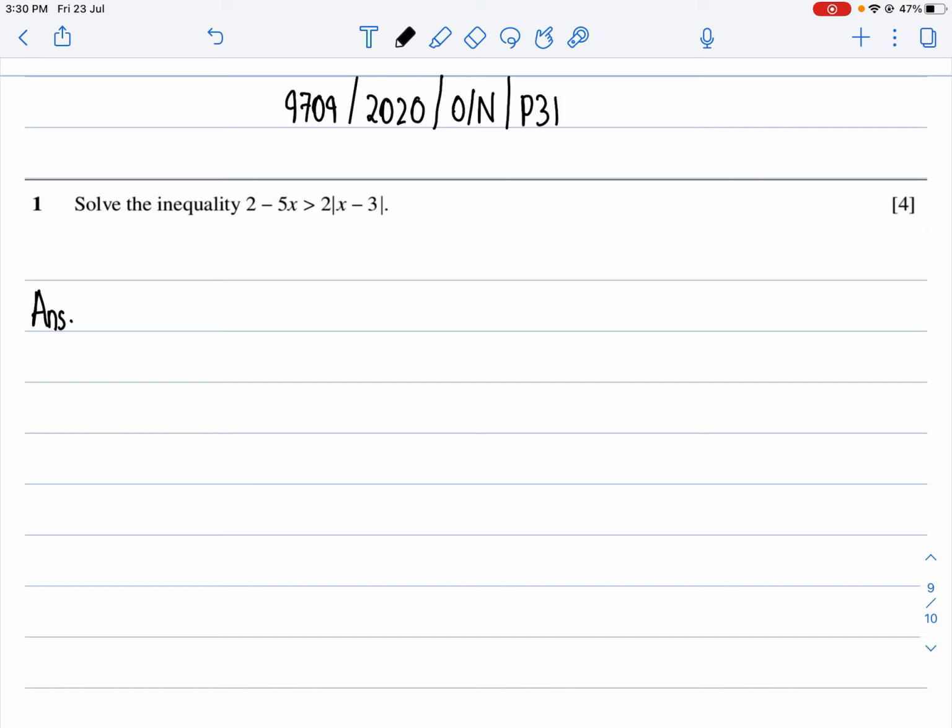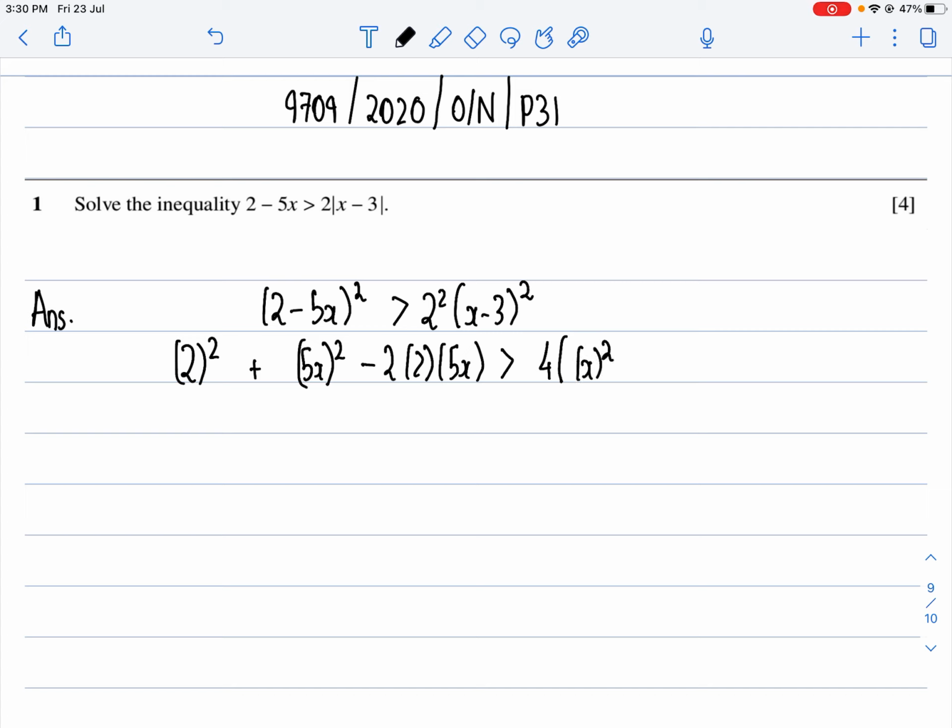So the first step is the same. You need a square. So I get 2 minus 5x the whole square, which is more than 2 square into x minus 3 the whole square. As you can see, I get a minus b the whole square, which is simply 2 square plus 5x the whole square minus 2 into 2 into 5x, which is more than 2 square, which is simply 4, into x square plus 3 square minus 2 into x into 3. Correct? This is what I get.